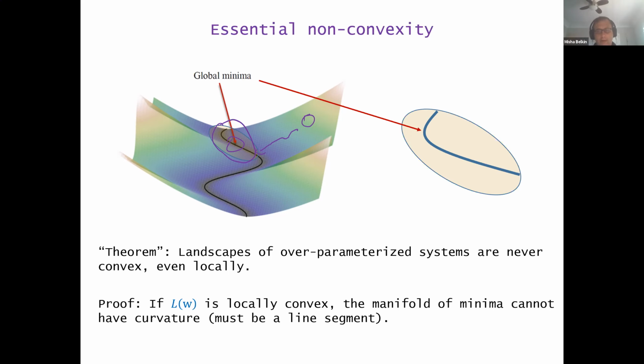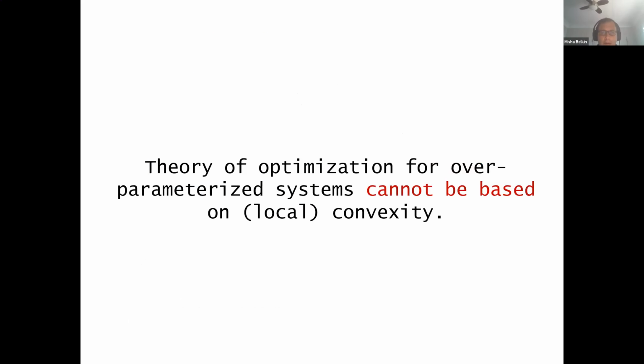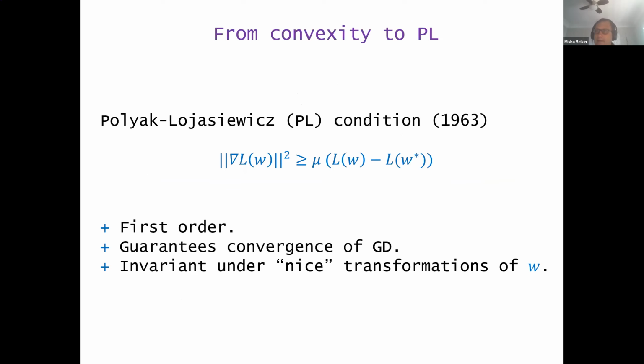So the upshot is that convexity is just not the right way to think about the success of gradient descent. I'm out of time now, but we do have an alternative. It cannot be based on local convexity, but we have a classical alternative, something called the PL condition, from Polyak and Lojasiewicz. In fact, Polyak in 1963 showed that this condition implies convergence of gradient descent. And I'll discuss this next time.